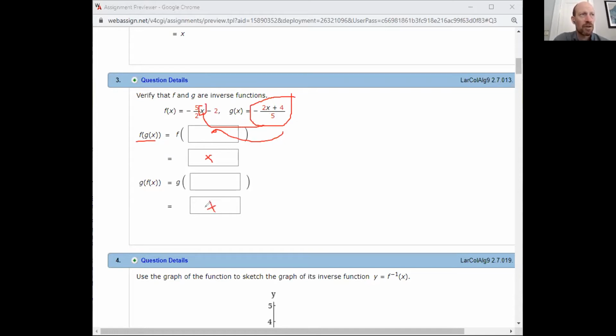And the same thing should happen if you go the other way around too. You technically do have to check both ways, that f of g equals x and also that g of f equals x, but you don't have to worry about that normally. If you just check one direction and you get x, you're almost always safe. Okay. So that's how you can verify that two functions are inverses, by taking their composition, combining the two functions together.